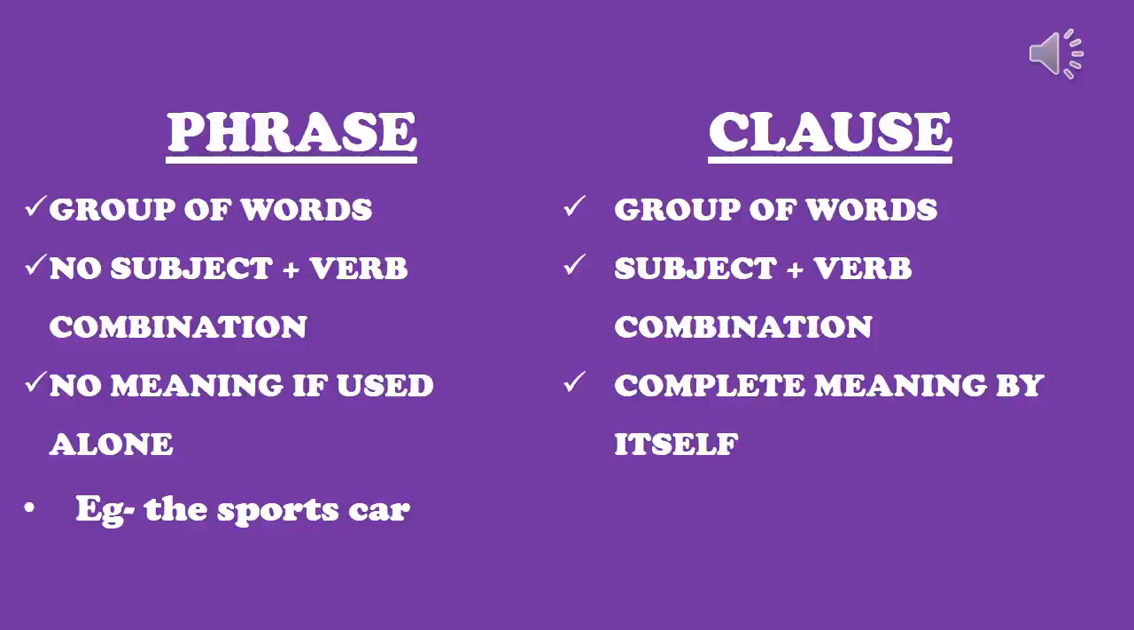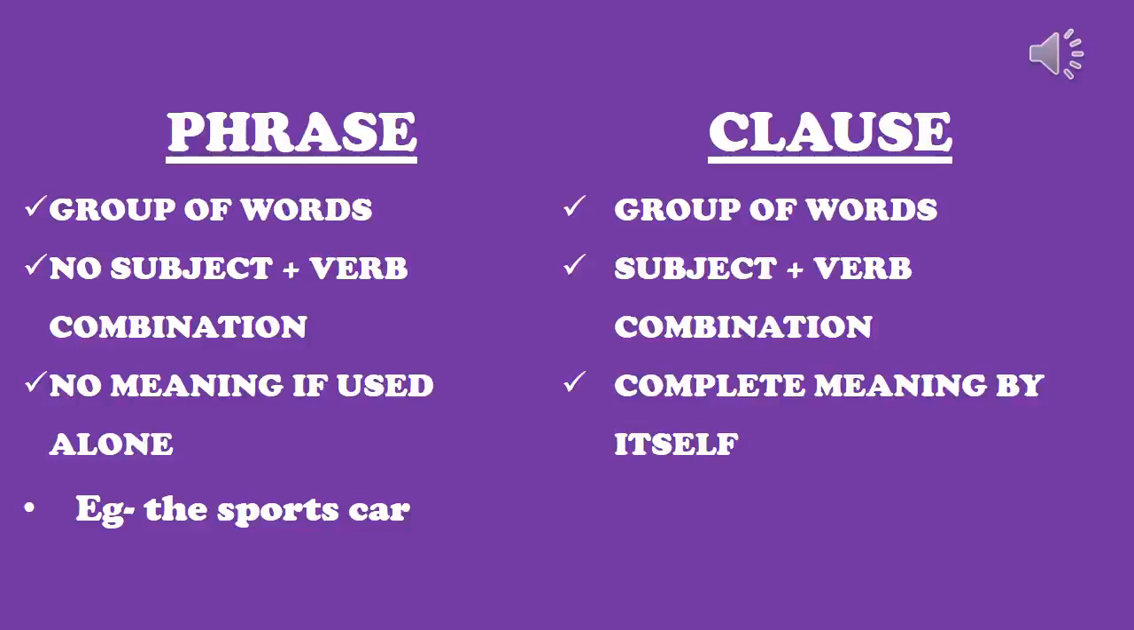So now let us see how they are different or the same. Both a phrase and a clause are groups of words. So in that way, they are both the same. A phrase does not have a subject plus verb combination. A clause, however, on the other hand, has a subject plus verb combination. Thirdly, a phrase has no meaning if it is used all alone, but a clause has a complete meaning by itself.